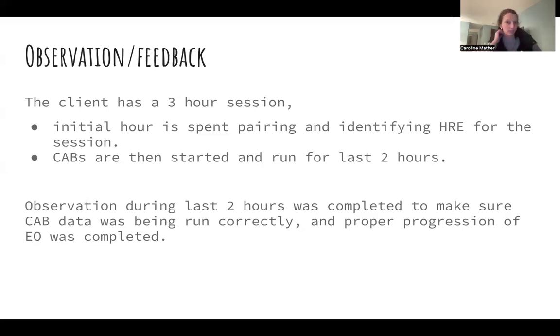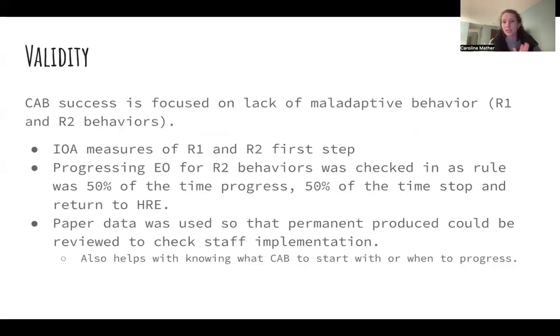So then we were able to observe during those initial sessions and give feedback immediately following. Okay, like reinforce or go back to HRE here, or I would have identified this as R1 or R2, and just making sure that all of us were on the same page. That quickly goes into the fact that we looked at validity checks. Our biggest opportunity during CABs is the identification of R1 and R2 behaviors, and then when to remove the demand and go back into HRE, and when not to.